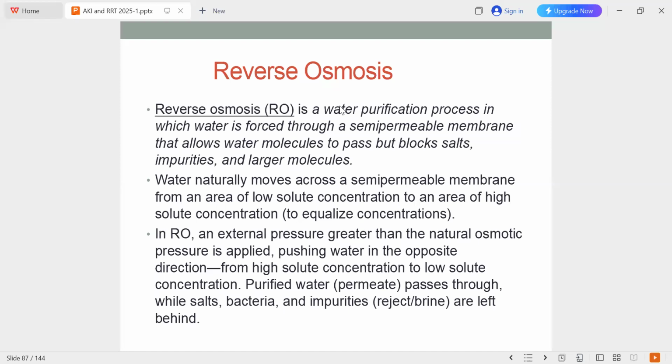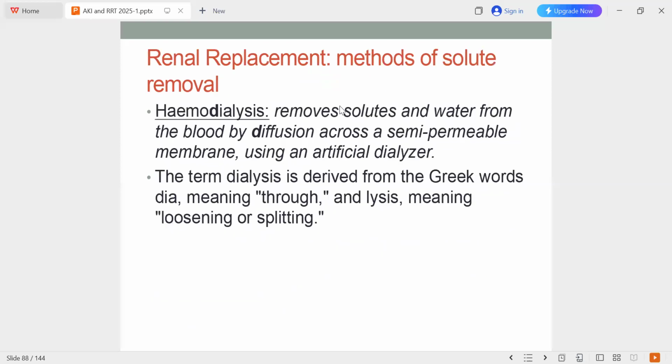So reverse osmosis is a water purification process where water is forced through a semi-permeable membrane, allowing water molecules to pass through but blocking salts, impurities, bacteria, and larger molecules. The end result is purified water, which is devoid of any form of impurities, salt, and bacteria. And this is the water that is used in dialysis.